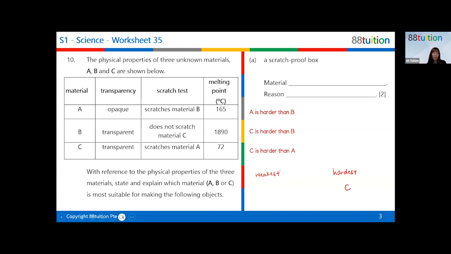Okay, so the opposite will then be weakest, right? So which is the weakest one? You see, A is harder than B. C is also harder than B. That means B out of the 3 will be the weakest. In between, definitely you will have A there.